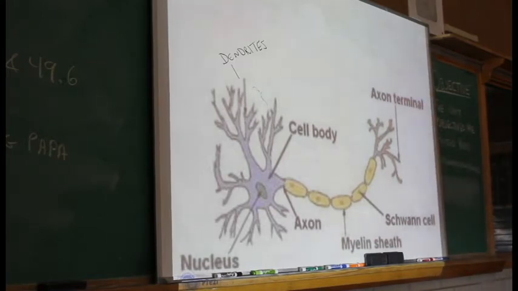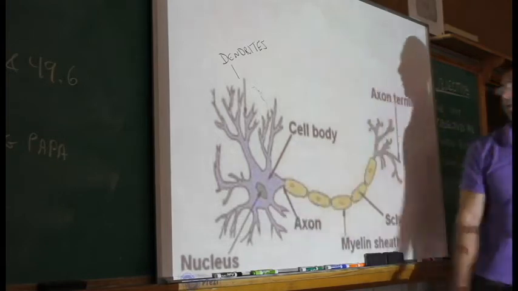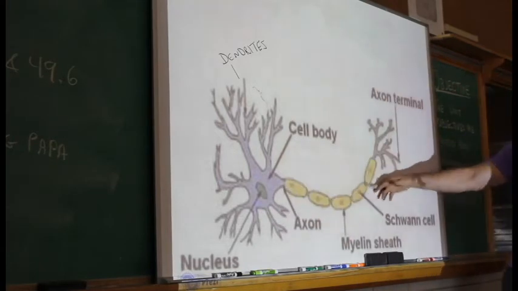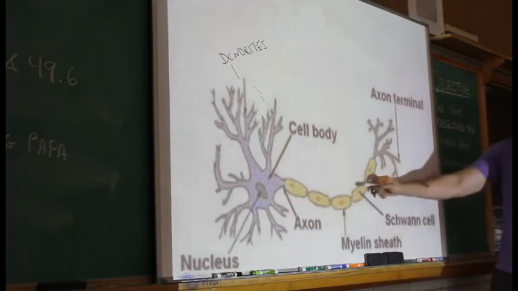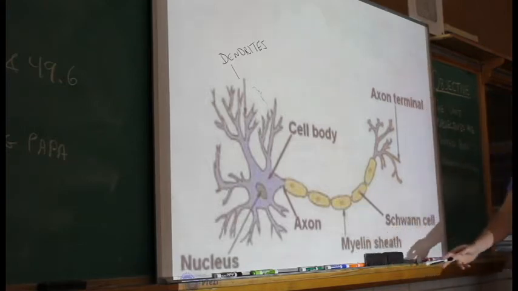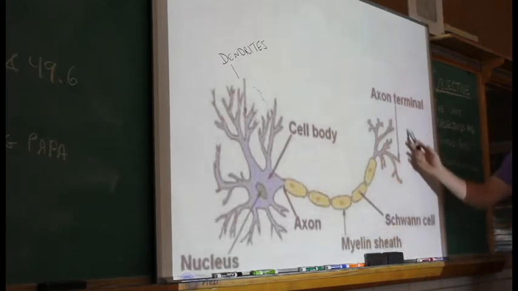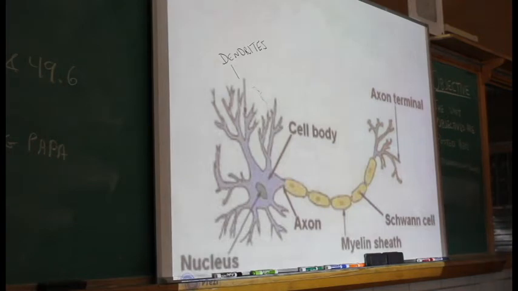So 4 things you need to know on this diagram for this course. Dendrites receive the signal. That's these. The axon transmits the signal down the length of the nerve. It's insulated by what's called a myelin sheath, and it ends at the nerve cell at what's called an axon terminal. Questions about those 4 parts of the nerve cell?